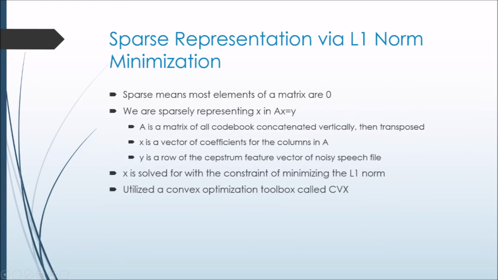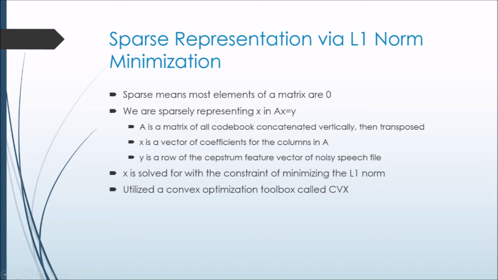For sparse representation via L1 norm minimization, we started investigating this about 1 month left in the semester, and we are looking at sparsely representing the vector x in the equation A times x equals y. A is a matrix of all our codebooks from VQ training concatenated vertically and then transposed, and y is a row of the cepstrum feature vector of a noisy speech file. So essentially we're trying to create a linear combination of the columns of the A matrix to represent y.